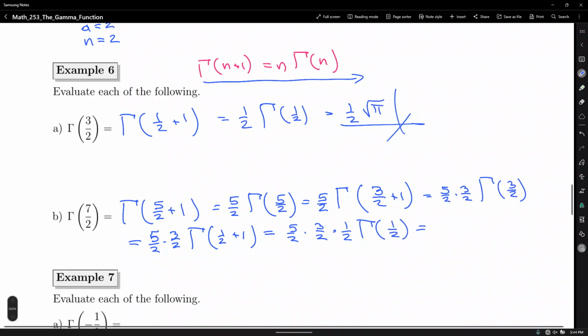So what's gamma of a half? If that's square root of pi, then let me multiply 5 times 3 times 1. Is that 15? Over 2 times 2 times 2, which is 8, square root of pi. All right.